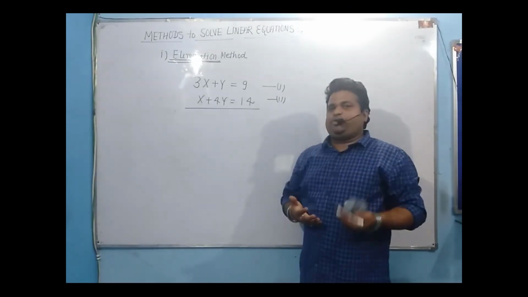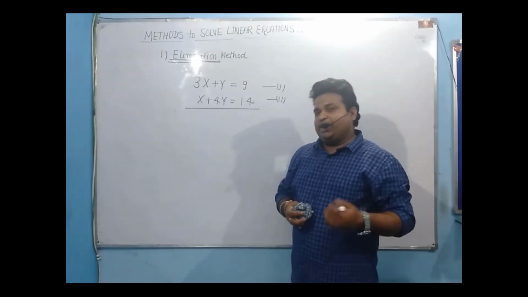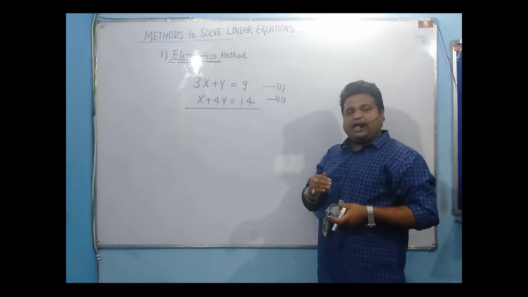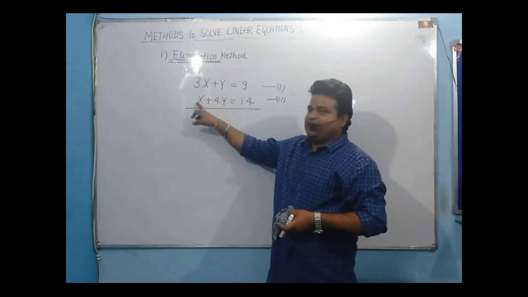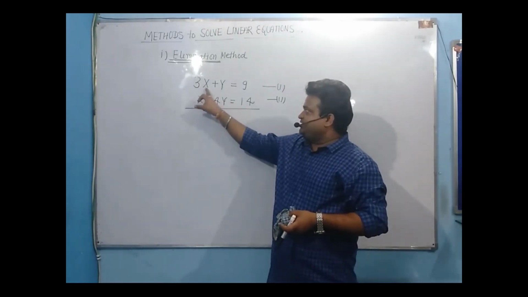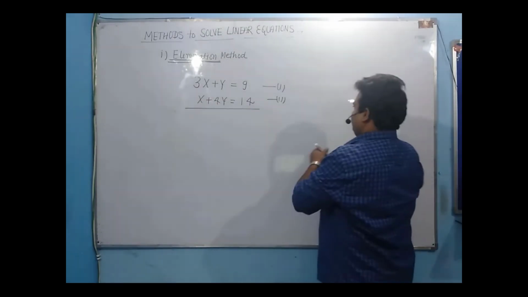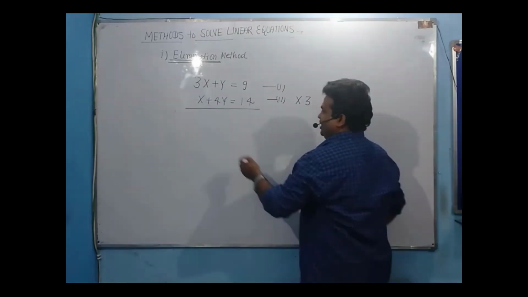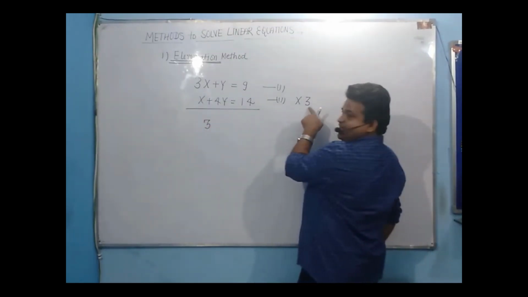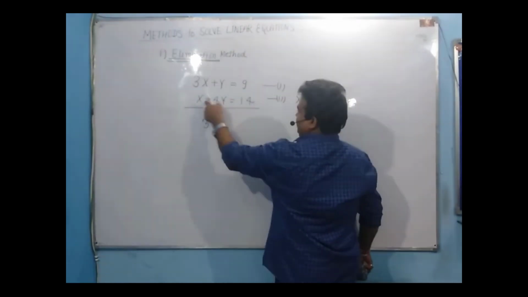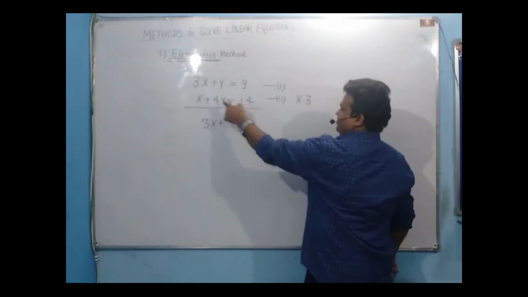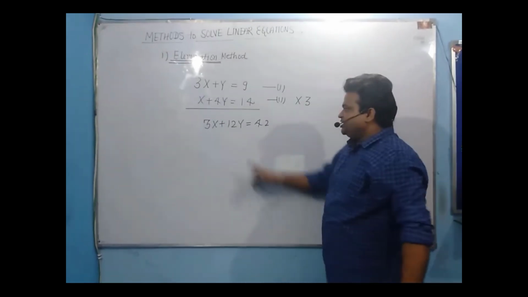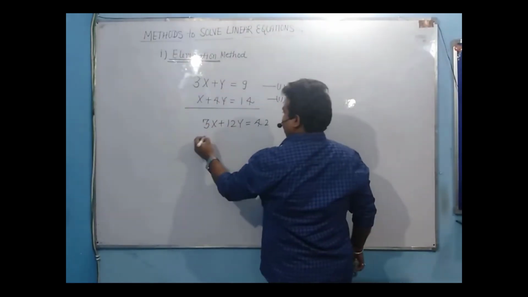So when the coefficients are not equal, you need to make one variable equal, either the x variable or the y variable. So how do I convert the non-equal variable into an equal value? Here this is 3x, but this is x. So I need to multiply the second equation by 3. When you multiply the second equation by 3, you will get 3x, because I am multiplying this 3 with this variable. So 3 into x comes 3x plus 3 multiplied by 4 comes 12y, that is equal to 14 times 3, which is 42. So this is 3x plus 12y equal to 42.